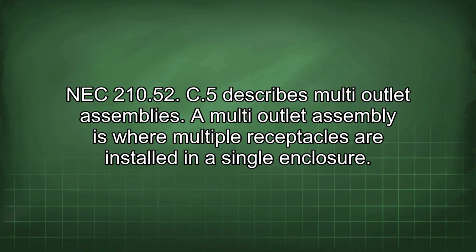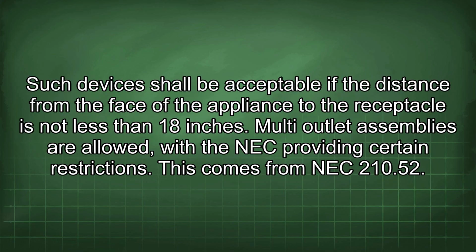A multi-outlet assembly is where multiple receptacles are installed in a single enclosure. Such devices shall be acceptable if the distance from the face of the appliance to the receptacle is not less than 18 inches. Multi-outlet assemblies are allowed, with the NEC providing certain restrictions. This comes from NEC 210.52.